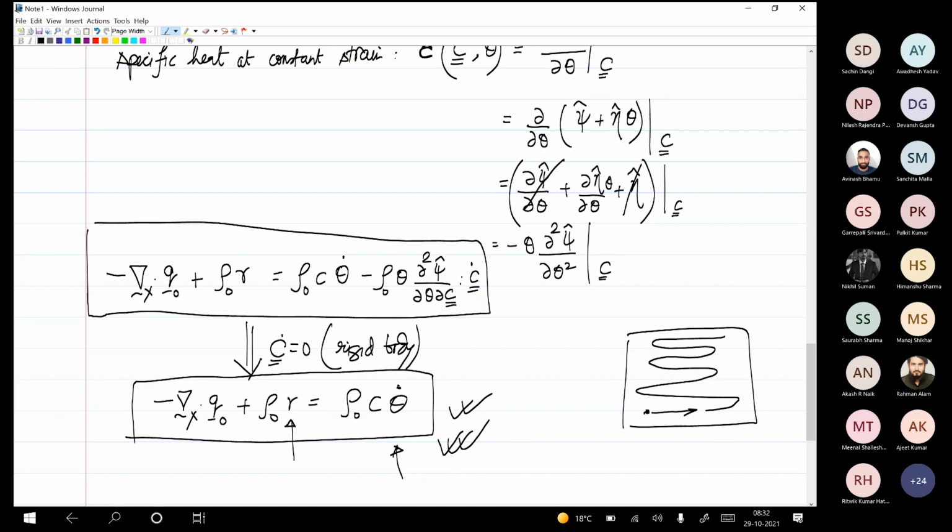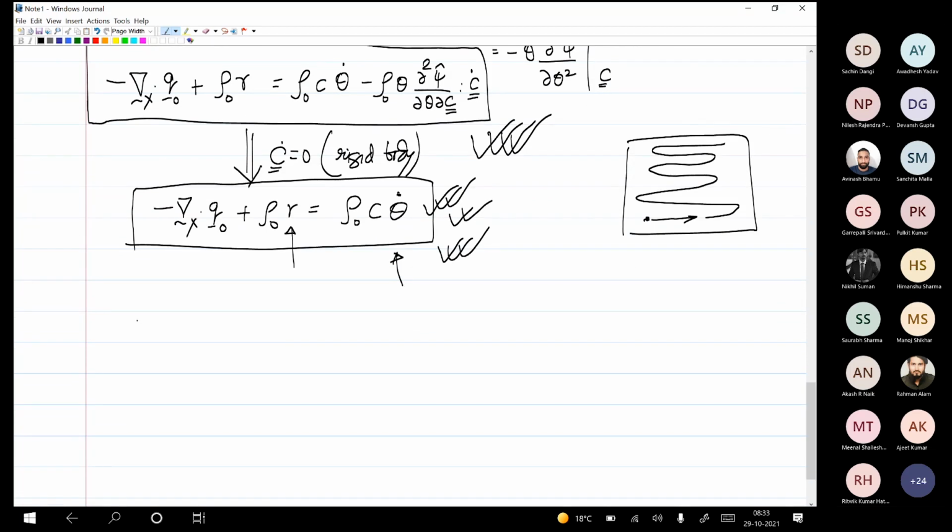Of course, in the vicinity where the laser source is, the body is melting. So indeed, deformation is happening there. So if you want to be more careful, then you have to work with the general equation. Otherwise, as an approximation, one can also work with this reduced equation.